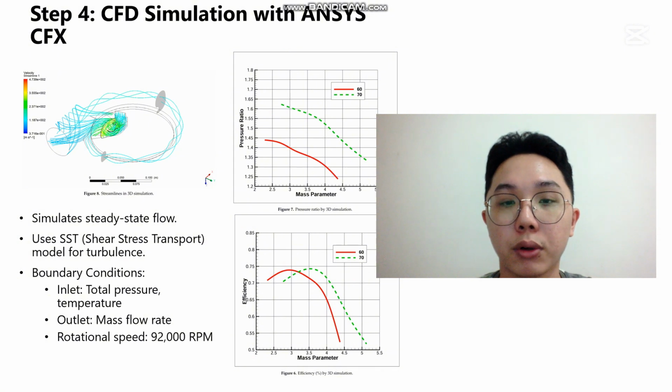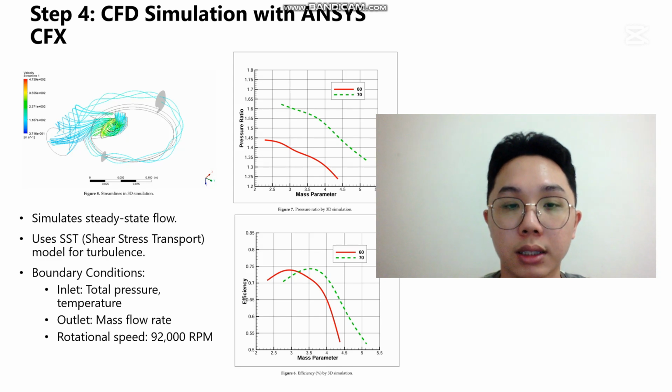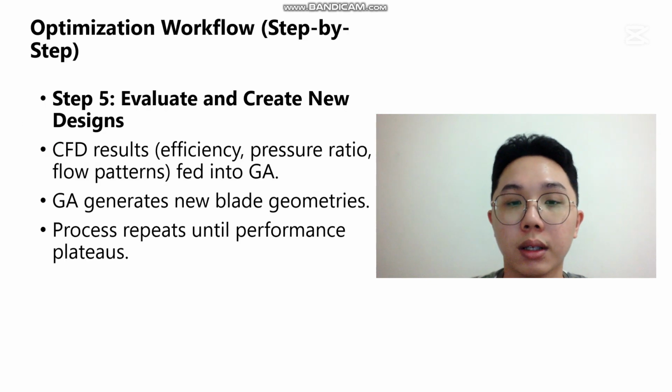This stage provides critical outputs such as velocity fields, static and total pressures, turbulent intensity, and isentropic efficiency, all of which are passed to the genetic algorithm for evaluation.